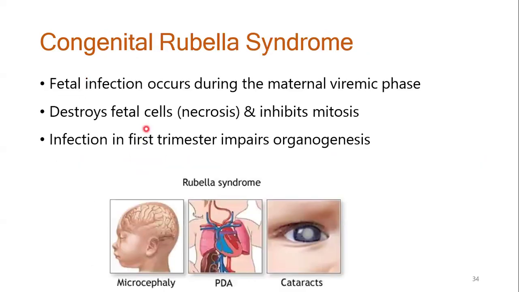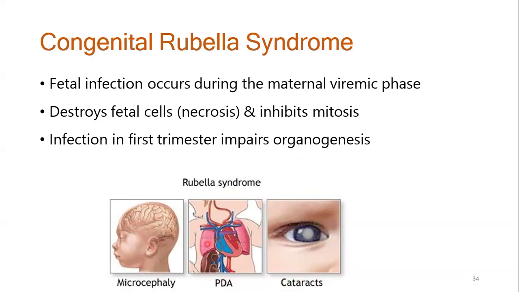Okay, and then we have congenital rubella syndrome. We said this is the one that is most severe. Fetal infection occurs during the maternal viremic phase, so the point where the mother has got the infection, has viremia. It destroys fetal cells, leading to necrosis, and it inhibits mitosis, so the division. Infection in the first trimester impairs organogenesis. So in congenital rubella syndrome, we have microencephaly, so the small head, PDA, patent ductus arteriosus, and then cataract.